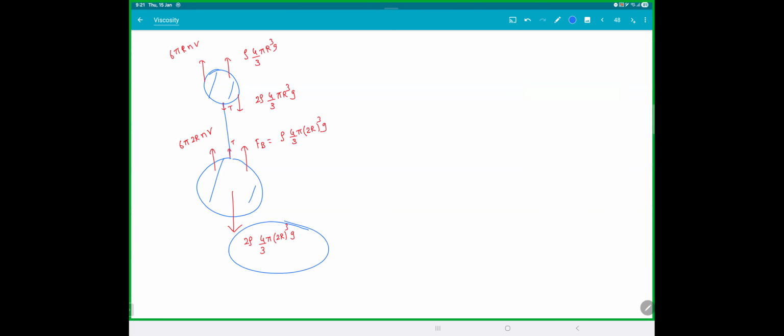So if I subtract them directly, I'll end up with (2 rho minus rho) times 4 by 3 pi (2r) cube g, and this one also (2 rho minus rho) times 4 by 3 pi r cube g. I'm skipping steps in calculations, you can do it on your own. This must be equal to this viscous force plus this viscous force. That is, 6 twos are 12, and 6, that would be 18 pi r eta v.